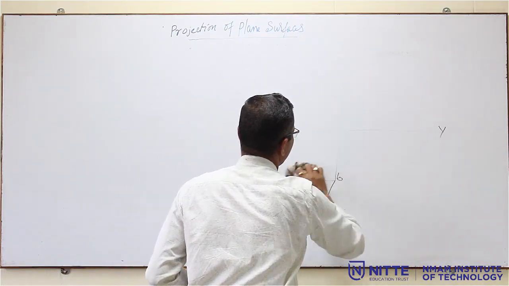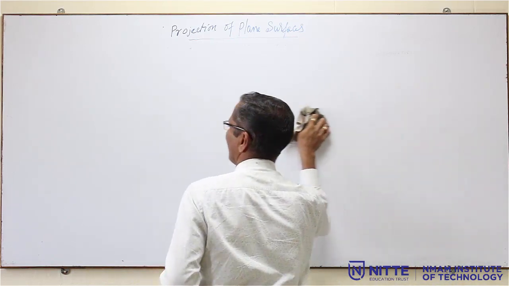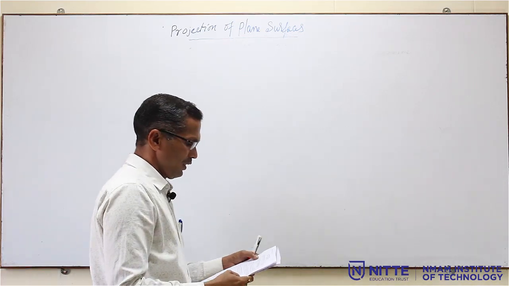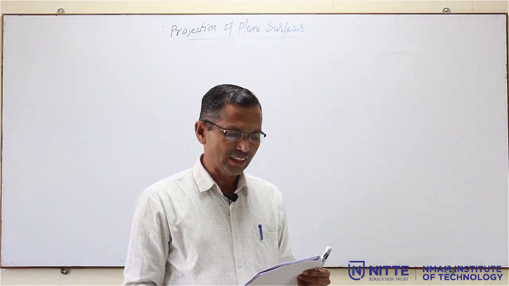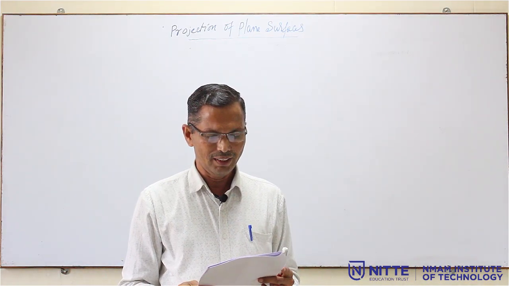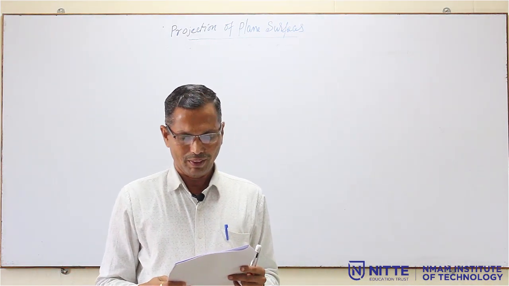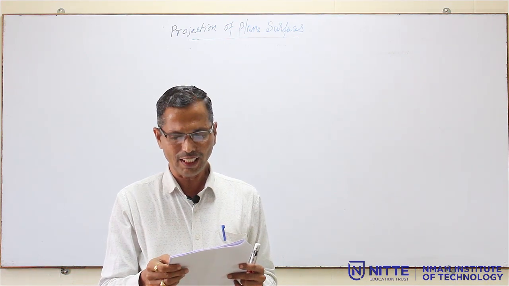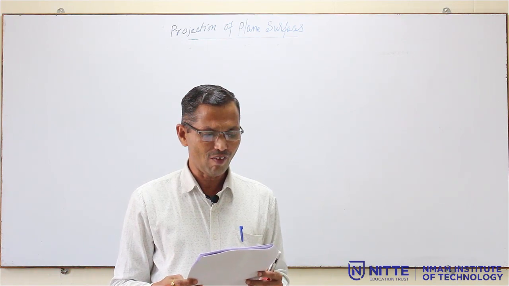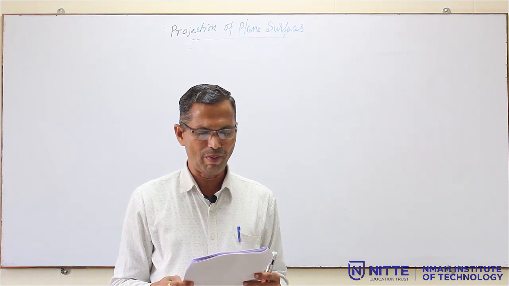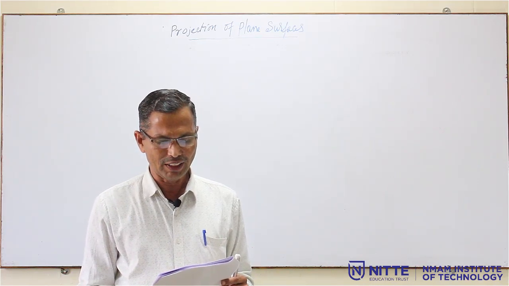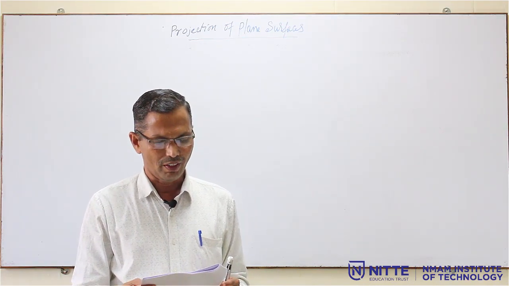Now, we will move to the second problem. A 30 degree 60 degree set square of 30 mm shortest side is so kept such that the shortest side is in HP, making an angle of 45 degrees with VP. The set square itself is inclined at an angle of 60 degrees to HP. Draw the projections.